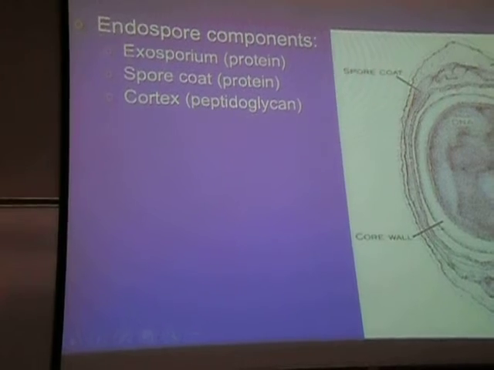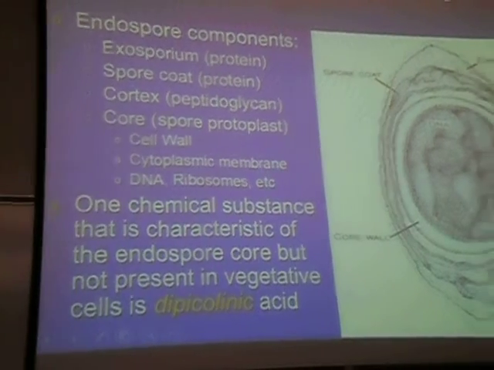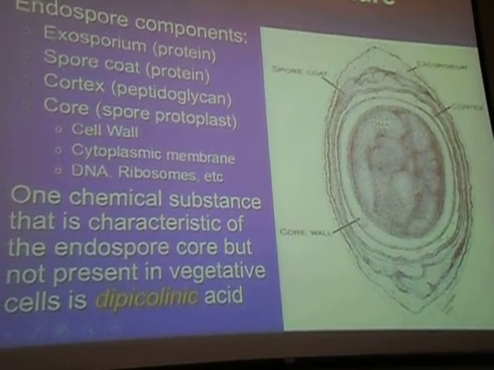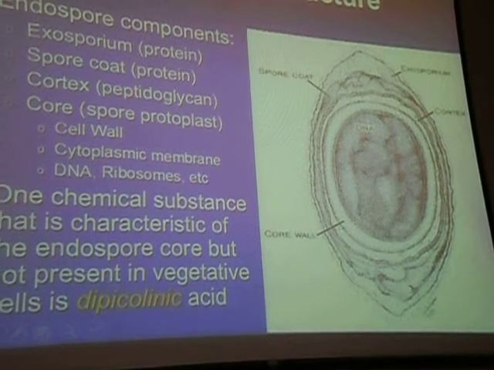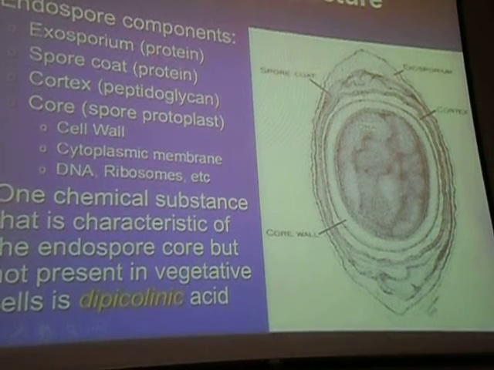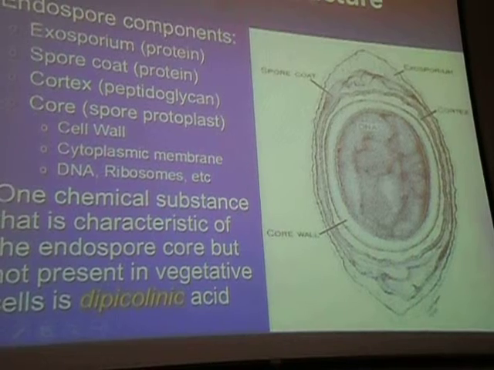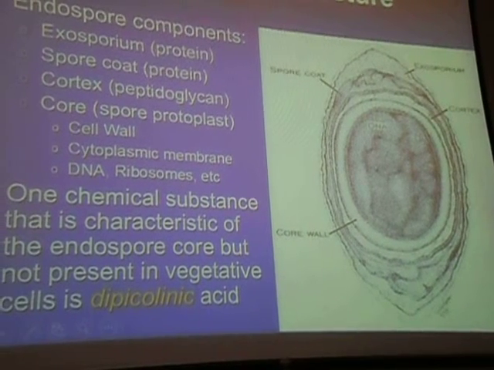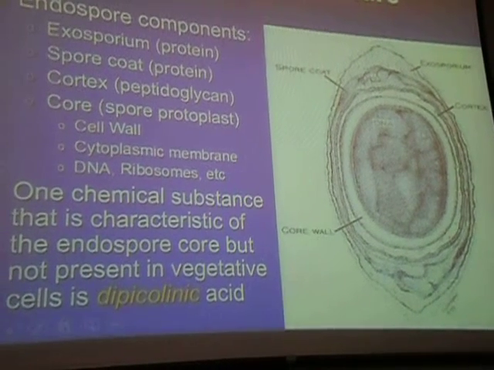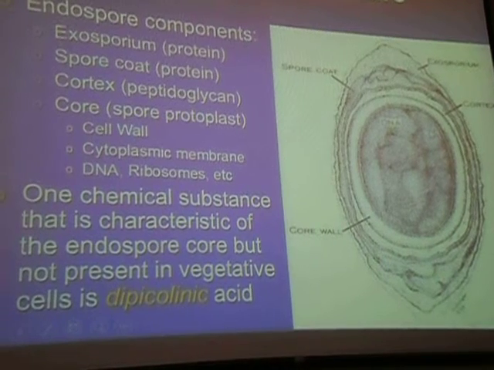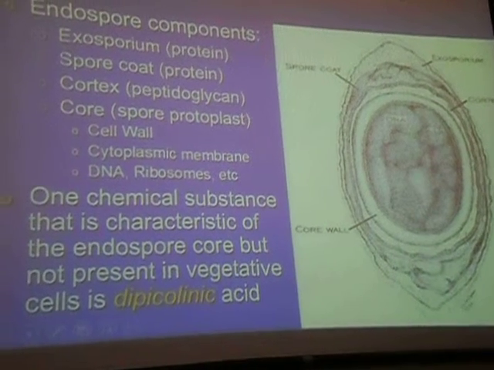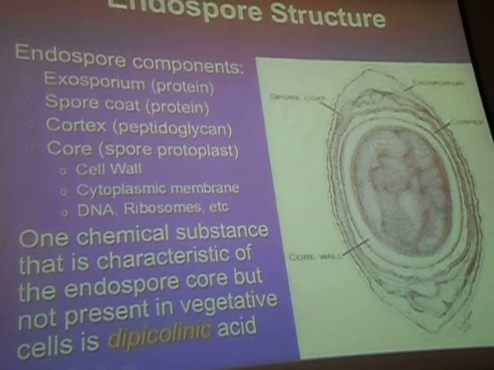If you look at this, it's got a cell wall. See, there's a cell wall. It's got a cell membrane. It's got the internal constituents of a cell, DNA, ribosomes, and so on. So actually within that endospore is the DNA that codes for all the properties of the cell. So is it a wonder that this endospore can give rise to a vegetative cell? It's got the DNA there.